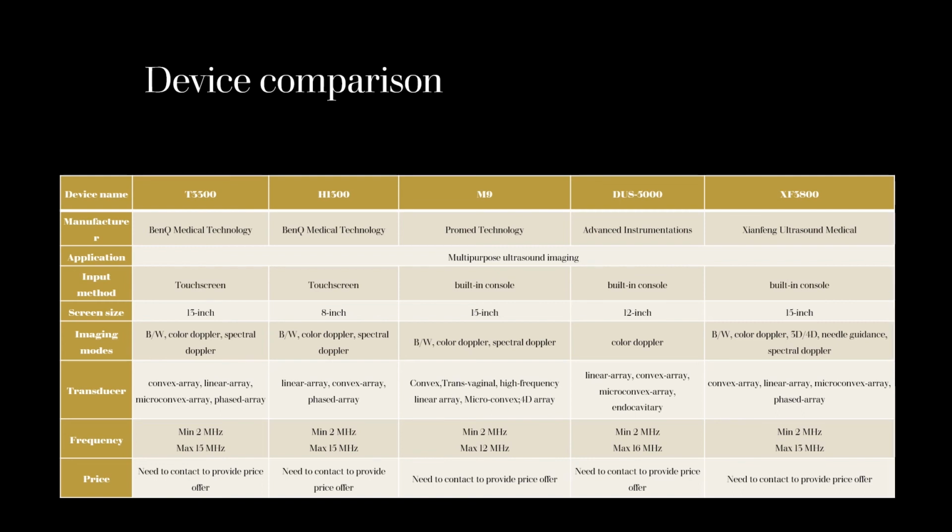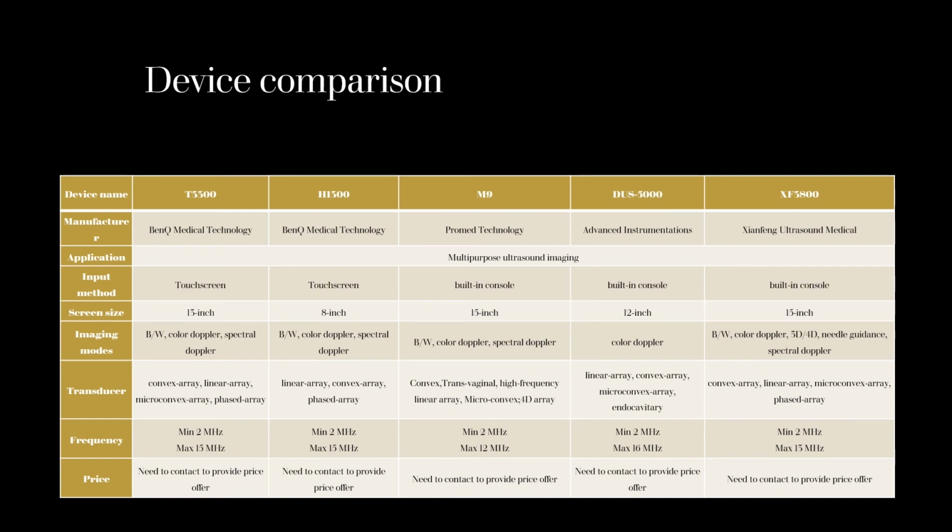And finally, we have the MF3800 from Chiang Ultrasound Medical. It has a built-in console, 15 inches, BW, color Doppler, 3D, 4D, and spectral Doppler. Also, it has a convex array, linear array, micro-convex array, and a phased array. It ranges from 2 megahertz to 15 megahertz.